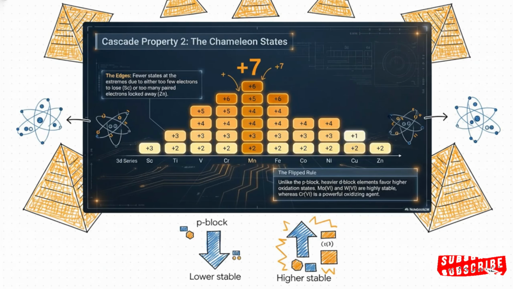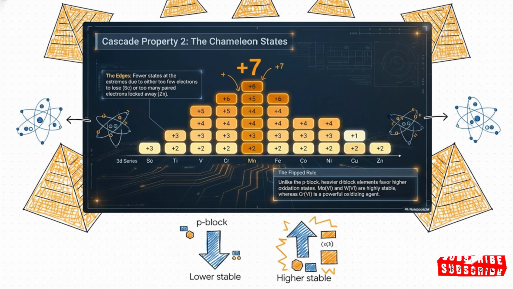Next, we have what I like to call the chameleon states, which is their ability to show multiple different oxidation states. Because the 3d and 4s energy levels are sitting so close together, these atoms can lose multiple electrons sequentially. The visual pattern here is super helpful. The oxidation states basically form a pyramid, peaking perfectly right in the middle with manganese. Manganese can actually utilize all of its 3d and 4s electrons, reaching states all the way up to +7. Oh, and here's a massive pro tip for your exam, called the flipped rule.